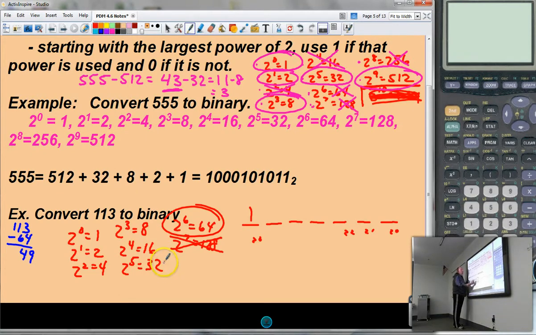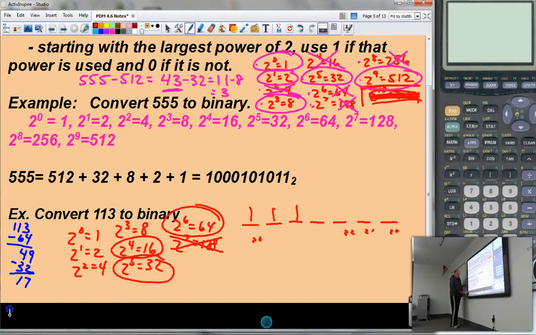So 32 is in play. I can use 32. So I'm going to have, I keep changing colors, that's a 1. So over here I go minus 32, and I end up with 17. 49 minus 32 is 17, which means 16's in play. So I have another 1.